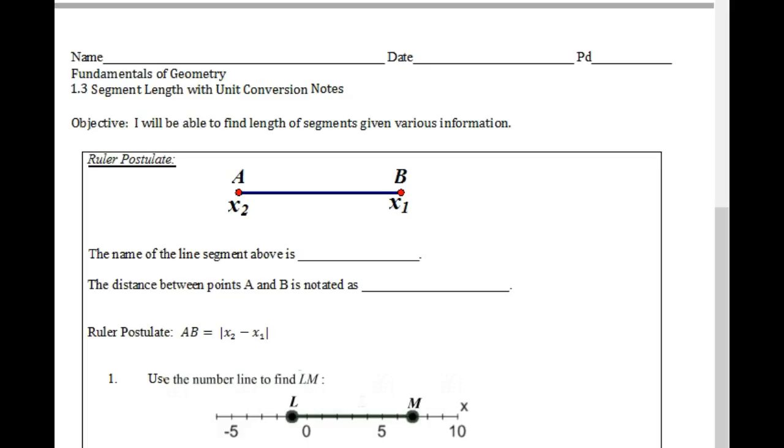Now we're ready to move on to our notes, where our objective will be to find the length of segments given various information. Let's start with the ruler postulate. The name of the line segment above is segment AB. When you're referring to a distance, you do not have to include the segment symbol. It's just plain AB.